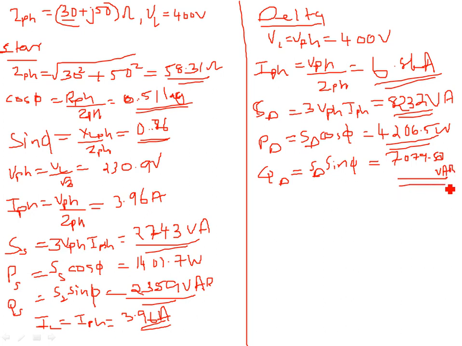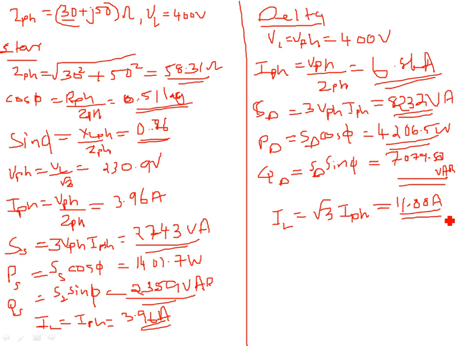Now, in the case of delta connection, line current is equal to root 3 times phase current. That is 6.86 into root 3. That gives 11.88 ampere. Okay. Hope you have understood the question.